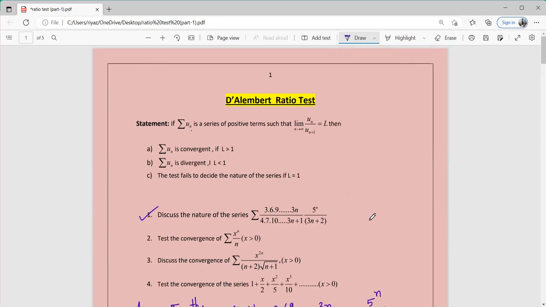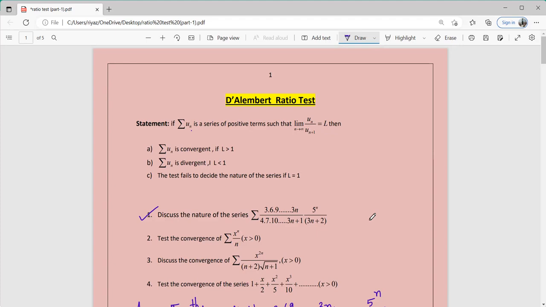Summation UN is a series of positive terms such that, यहाँ पे अपने पास दो सीरीज नहीं है बाबा. UN VN नहीं है जो पहले अपने पास रेशियो टेस्ट में था. यहाँ पे क्या है? We have only UN. UN means the nth term of the given series, which is given in our question. Sometimes from the given series, we have to find out the nth term. So after getting nth term, we should write the immediate next term as UN plus 1th term.